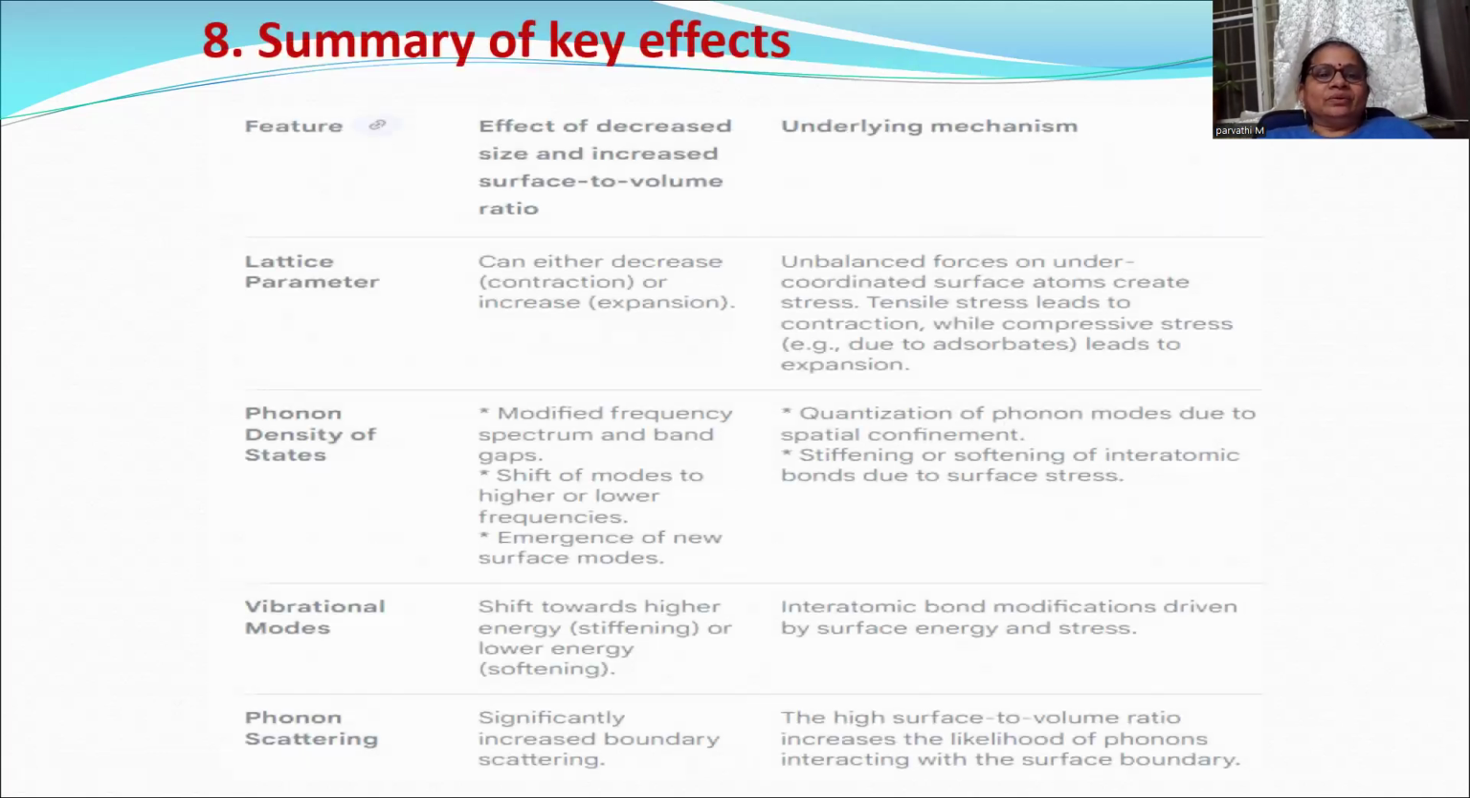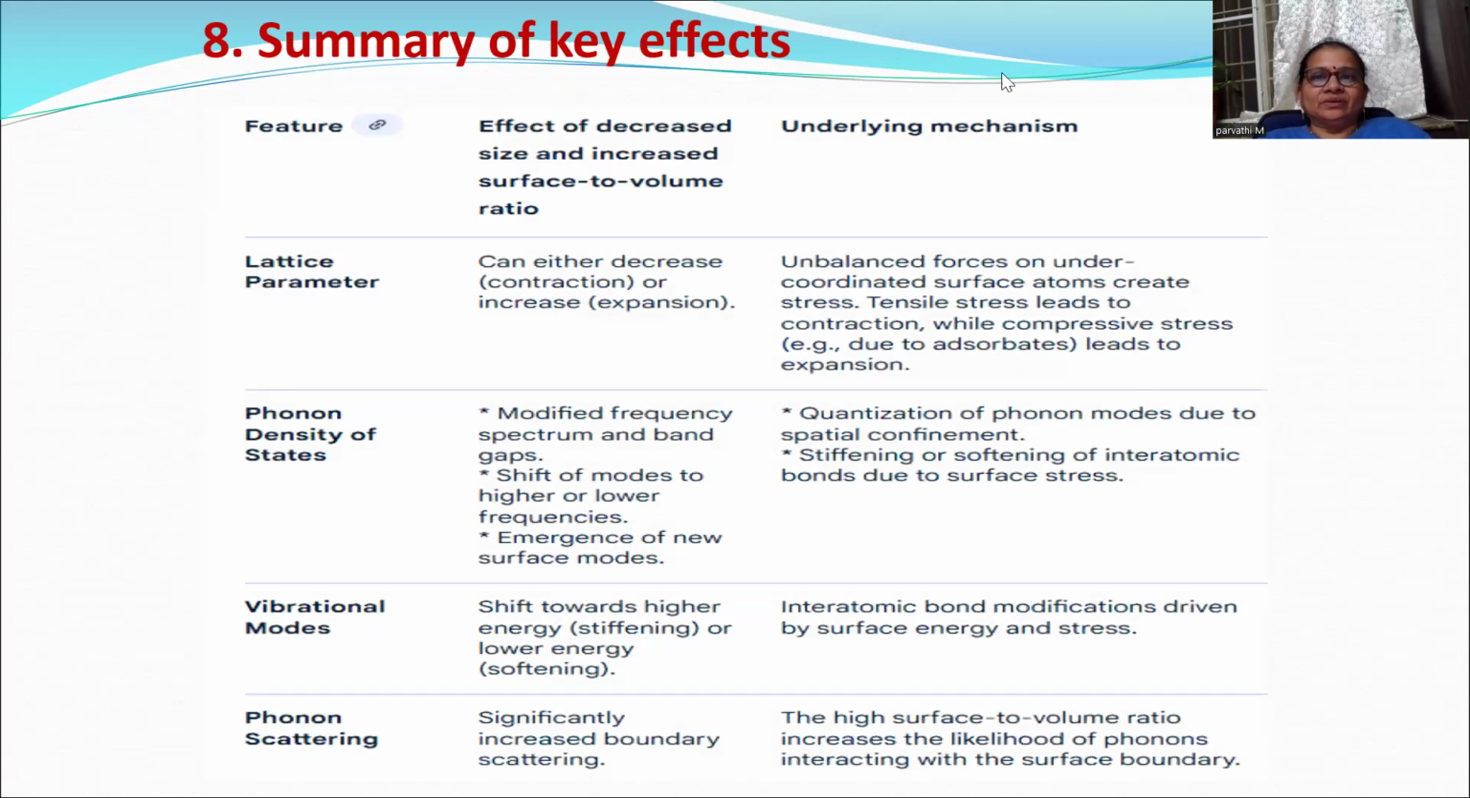So here, the overall effects, if you observe for nanomaterials, the features are lattice parameter, phonon density, vibrational modes, and phonon scattering. So if the question comes, what sort of parameters will get affected while decreasing the size of a nanomaterial, you can mention the feature like lattice parameter. For that, what is the effect, in the sense of decrease or increase in the volume, that is, the surface to volume ratio.